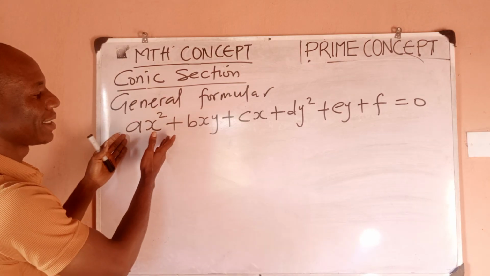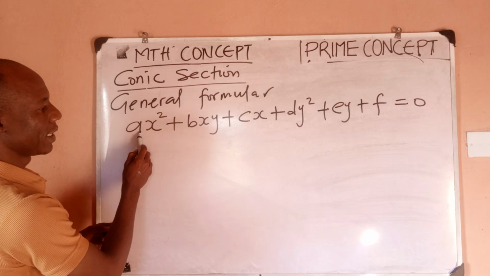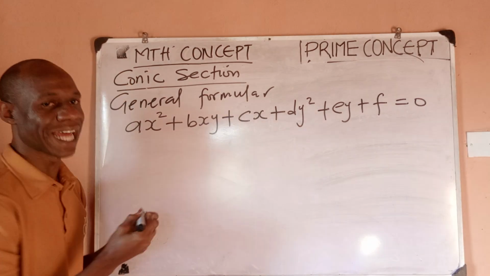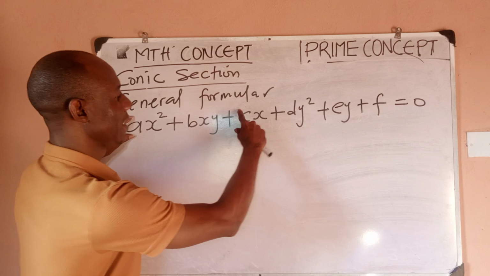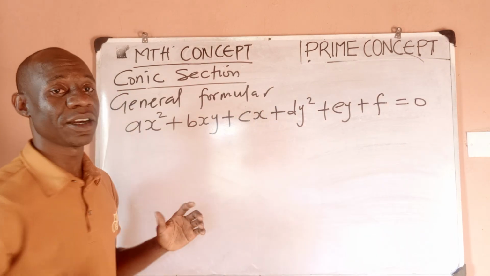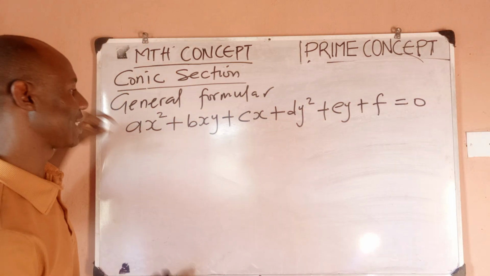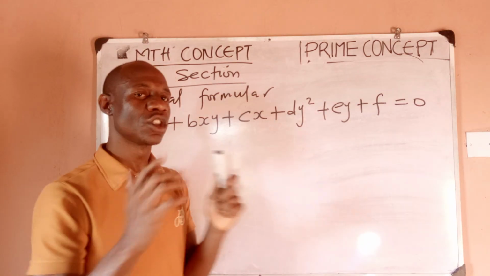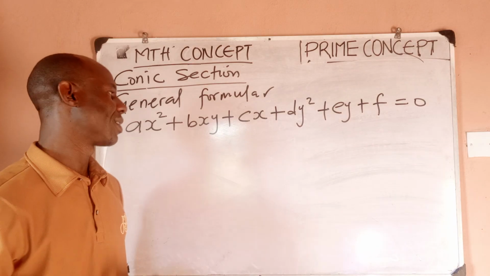One thing that is important here is that of these coefficients A, B, and D, at least one of them must not be 0. If these three coefficients A, B, and D are all 0, then this would no longer represent a conic section. So it is important that at least one of A, B, and D should not be 0. In that way, you have retained the conic section.